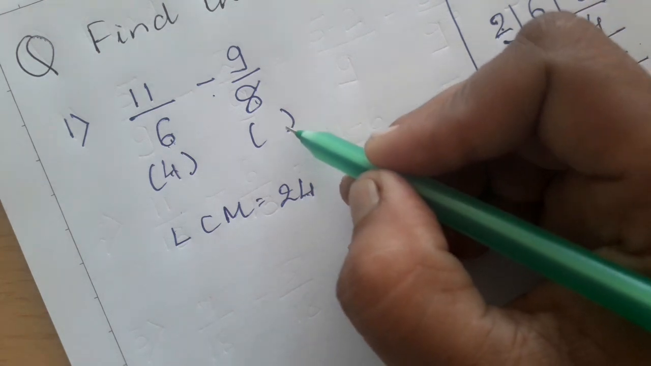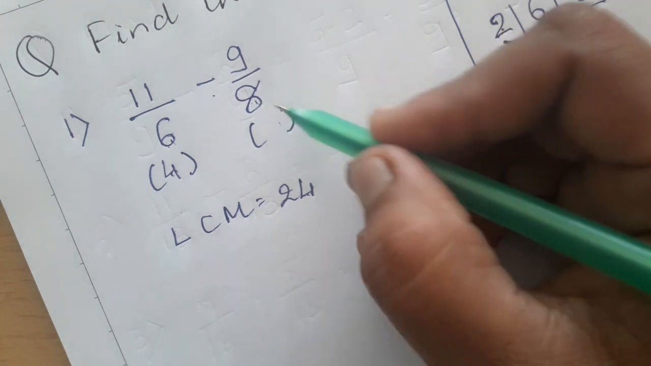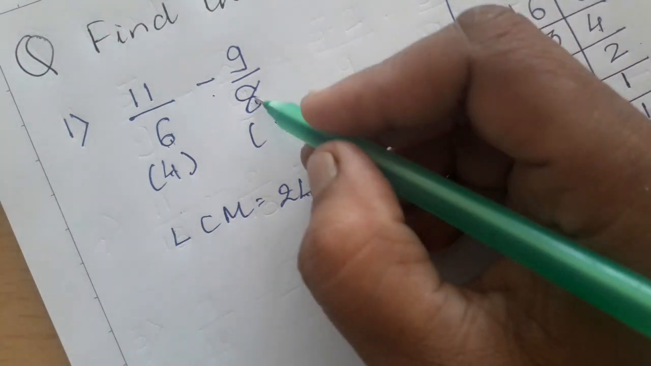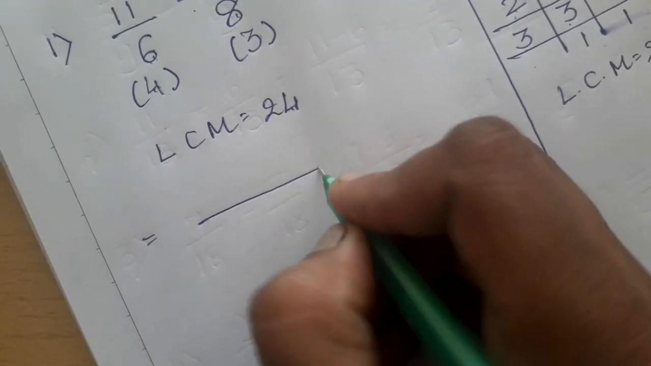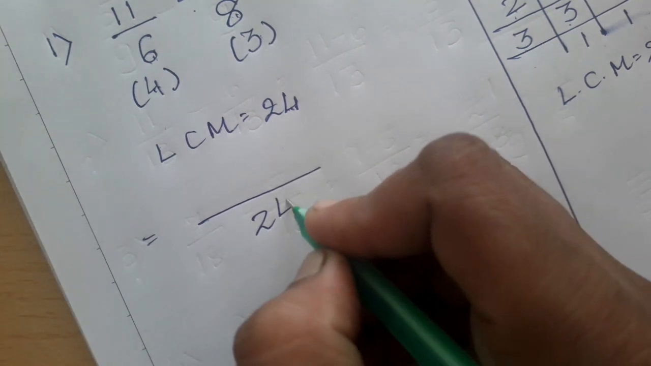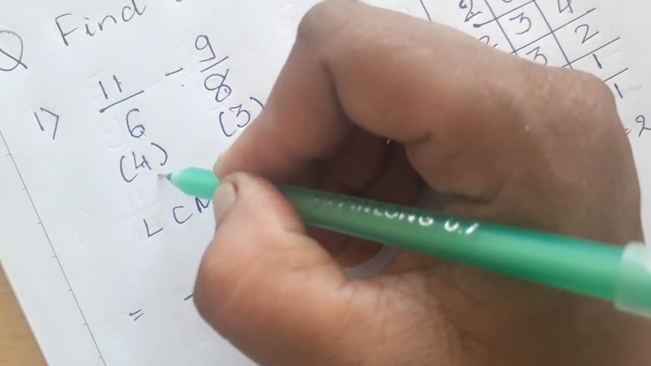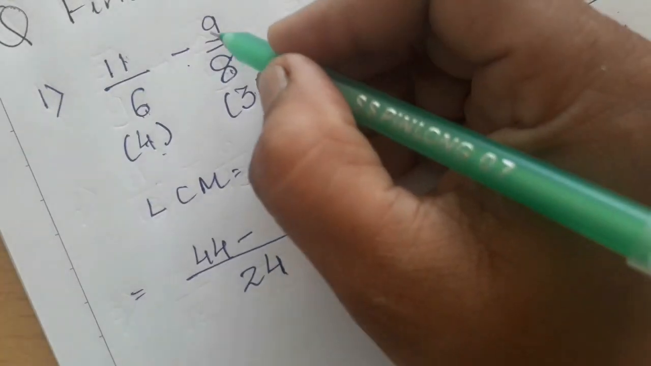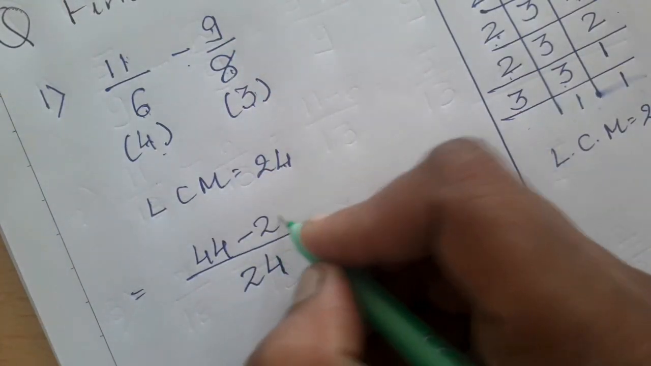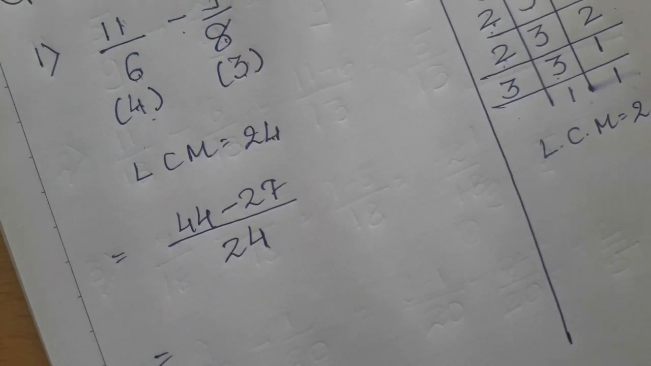Now it's time to write the second bracket. Now the same thinking, that is 8 into which number is 24. That is 8 3s are 24. Now write the LCM in the denominator, that is here 24. Now multiply the numerator with the bracket terms, that is 11 4s are 44, and now 9 3s are 27. So write here 27. Now what you have to do, that is 44 minus 27.